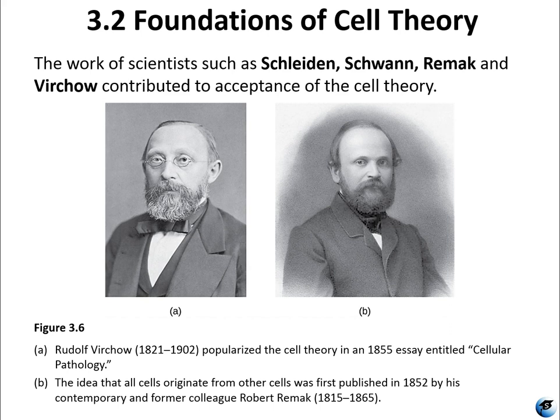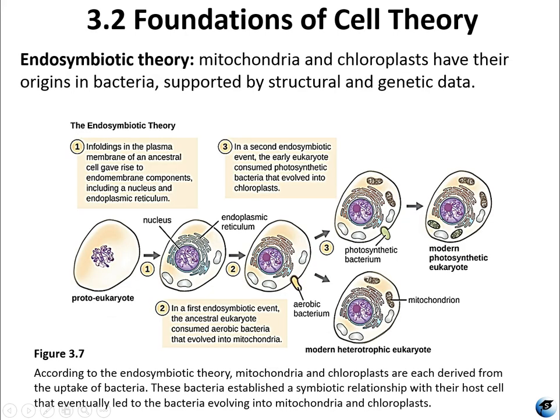These are just a couple. This is Rudolf Virchow and Robert Remak, right? So these were proponents of cell theory in the mid-1800s. Endosymbiotic theory is the theory that says that mitochondria and chloroplasts, so these are subcellular organelles, right, have their origins in bacteria, and this is supported by significant structural and genetic data. Of course, the genetic data came much later.